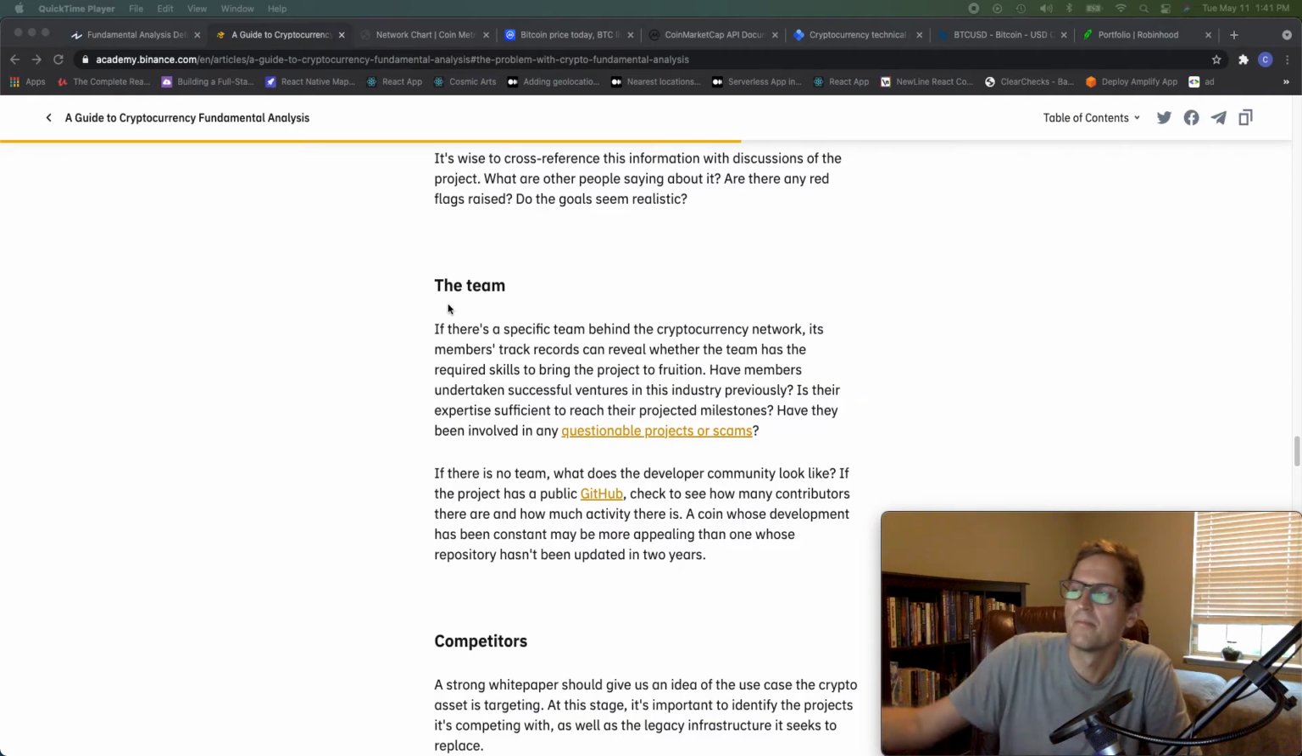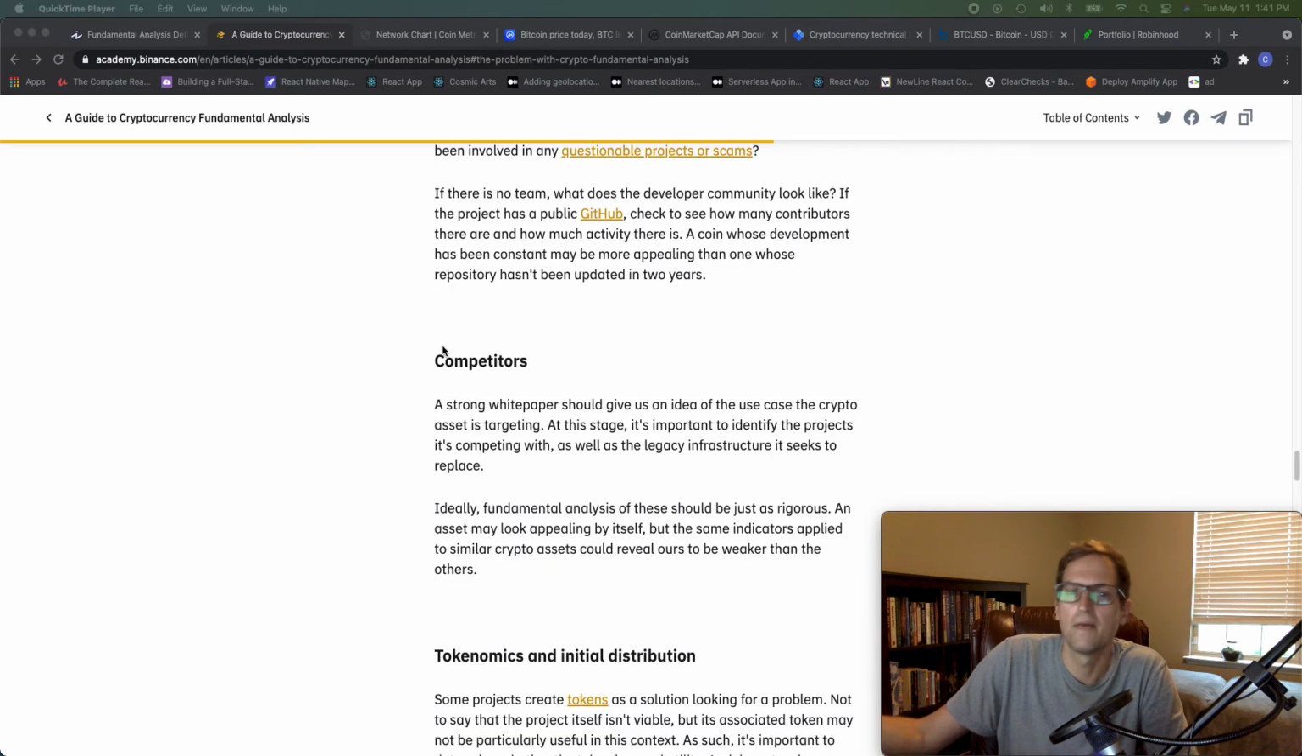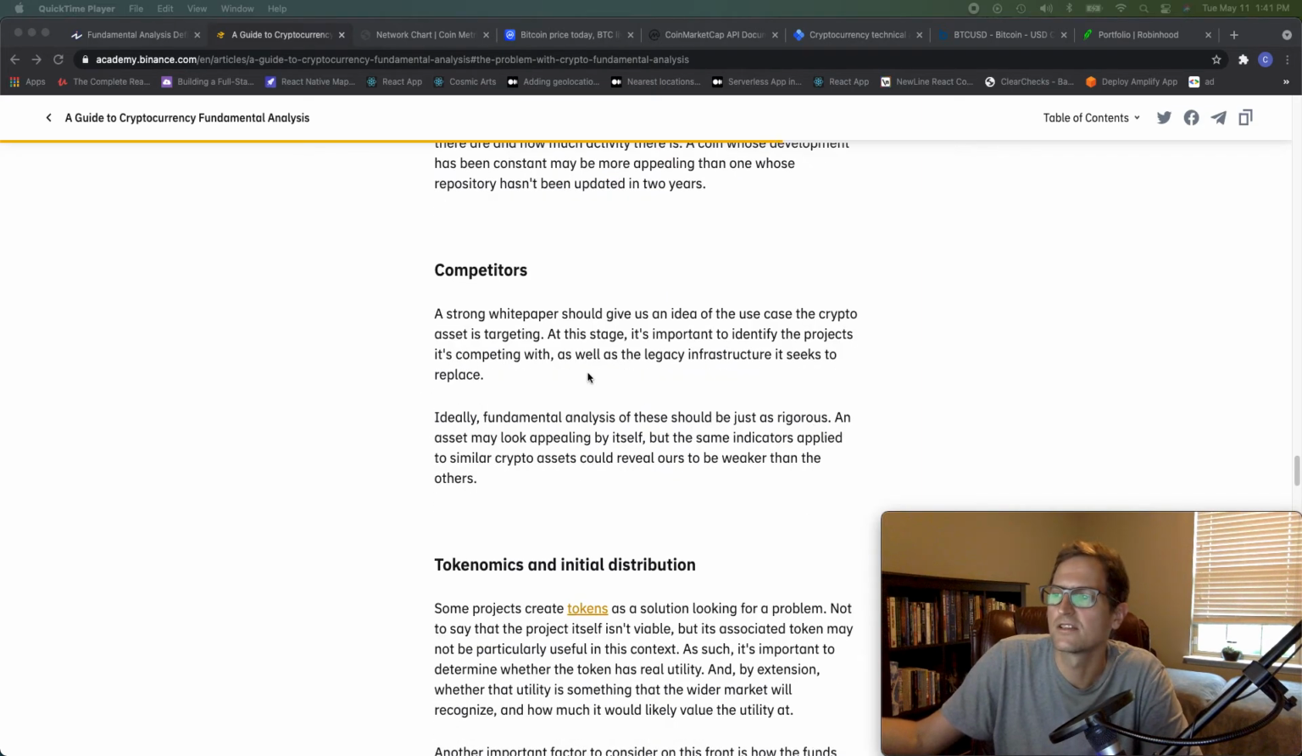So competitors. What are some of the competitors that have some of the same use cases? Like, how are they doing? That is another strong fundamental analysis to look at.